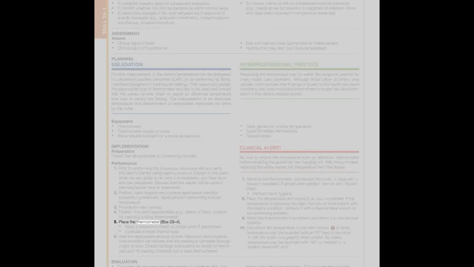5. Place the thermometer, Box 29-4. Apply a protective sheath or probe cover if appropriate. Lubricate a rectal thermometer. 6. Wait the appropriate amount of time. Electronic and tympanic thermometers will indicate that the reading is complete through a light or tone. Check package instructions for length of time to wait prior to reading chemical dot or tape thermometers.